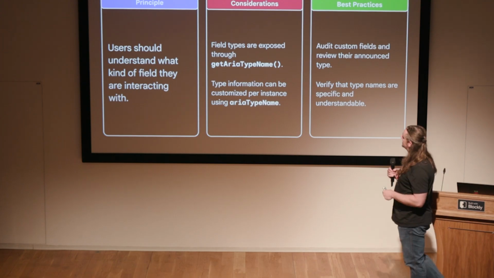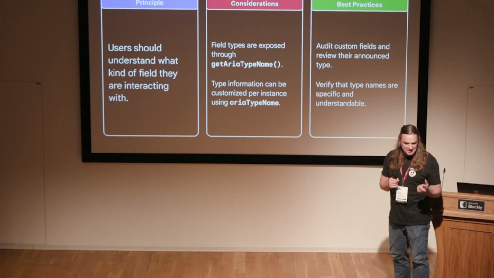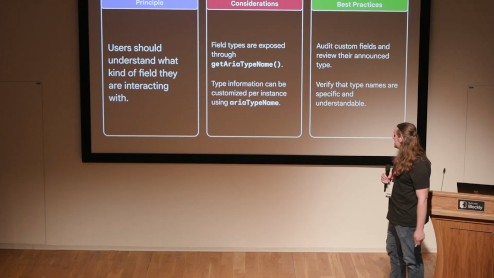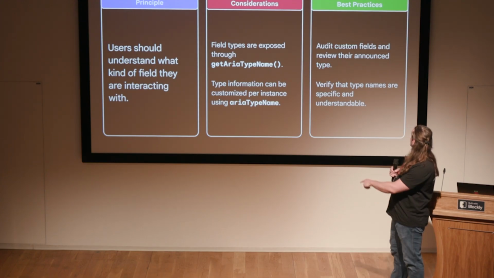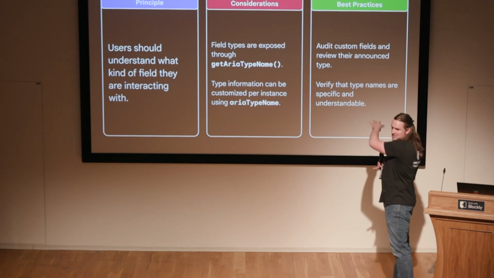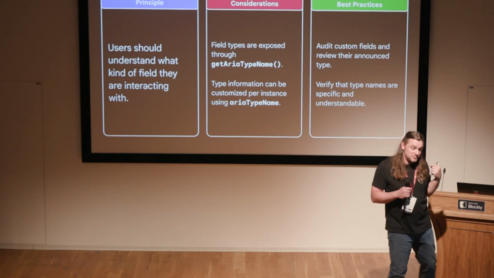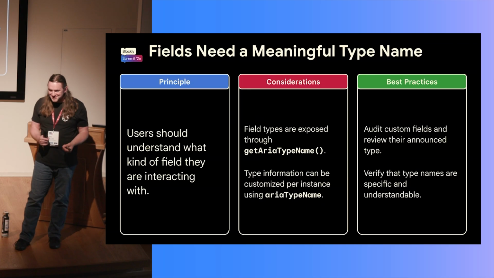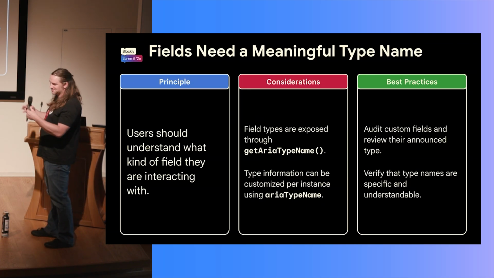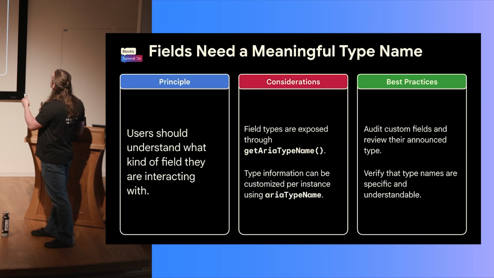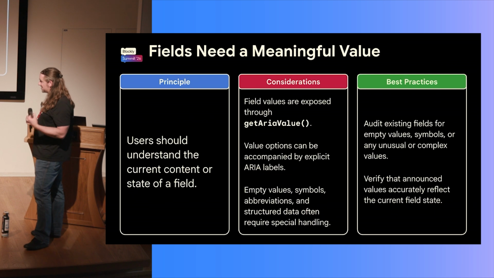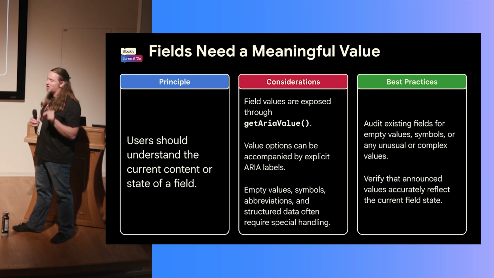I showed you getAriaTypeName is the method that you might want to extend in your field classes, or if you're doing it block by block, you can specify an ARIA type name property. And you're going to notice a theme here on the next couple slides for the green box, because the best practice is really just to make sure you audit your stuff. Go through your blocks and look for things that might need updating. You don't want to see surprising labels.